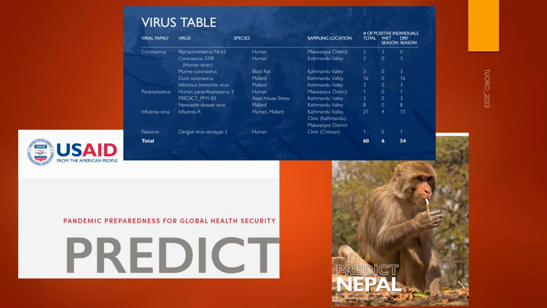USAID imparts the funds to California Davis, and Davis has partners in different countries doing the work. So we were the Nepal partner. The whole purpose is surveillance of viruses, and this PREDICT came before COVID.